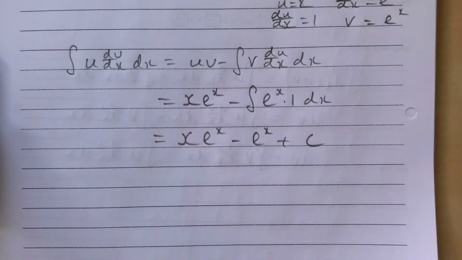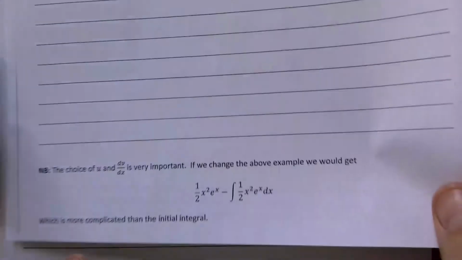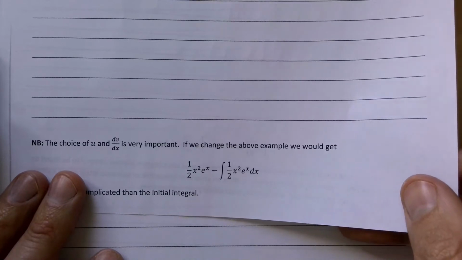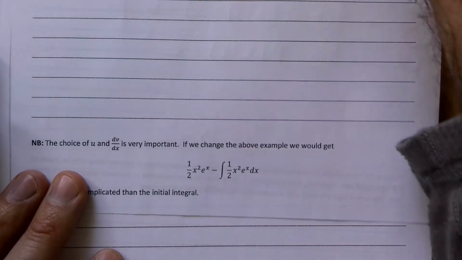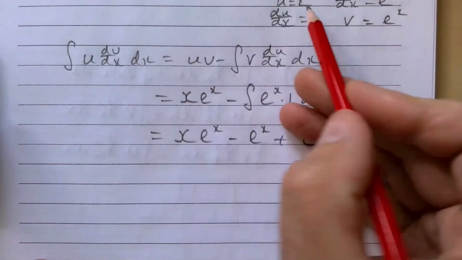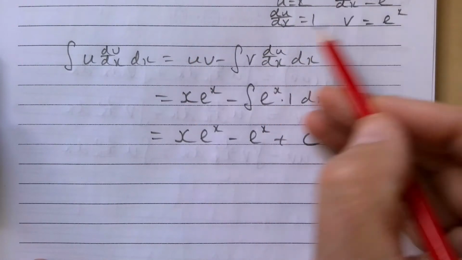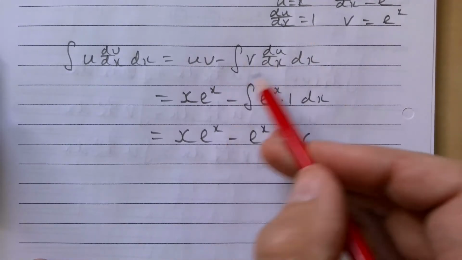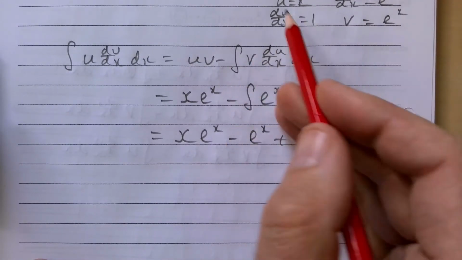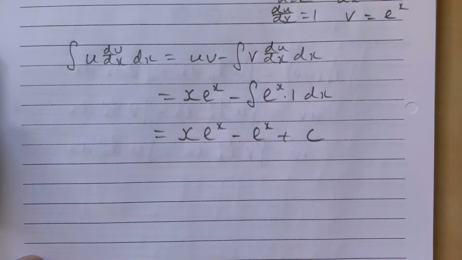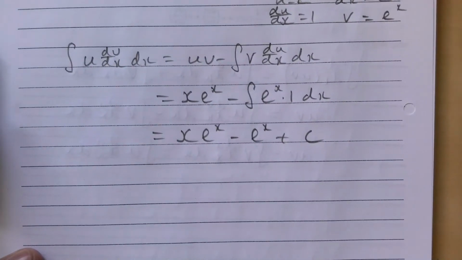Down at the bottom of the page it says something quite important. It says the choice of u and dv by dx is very important. If we change the above example we would get this. So what they're saying is it's nearly 9 times out of 10, if you see an x there, you let that equal u, because if we had this the other way around, we would have an e to the x here, and you end up with the more complicated integral to work out. So the choice of your u and your dv by dx is pretty important. You need to get them right, otherwise things get more and more complicated.